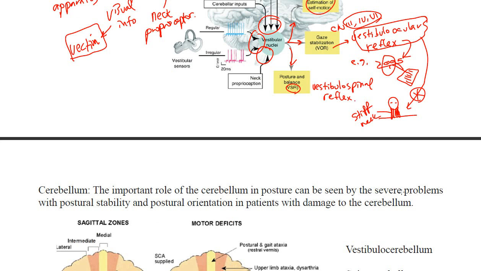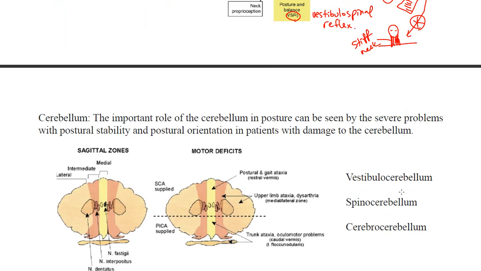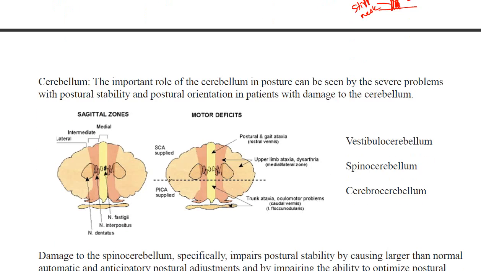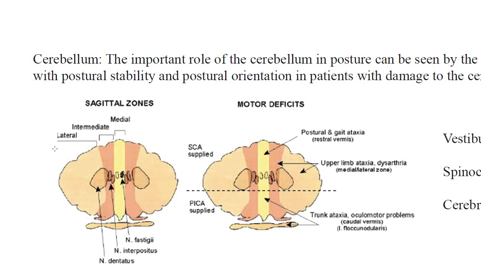Let's go up the brain. Cerebrum, cerebellum, sorry. So before we go to the cerebrum, cerebellum is also an important site for postural control. This is the diagram showing the different zones of the cerebellar cortex, and also deep nuclei that are associated with those cerebellar cortex areas.